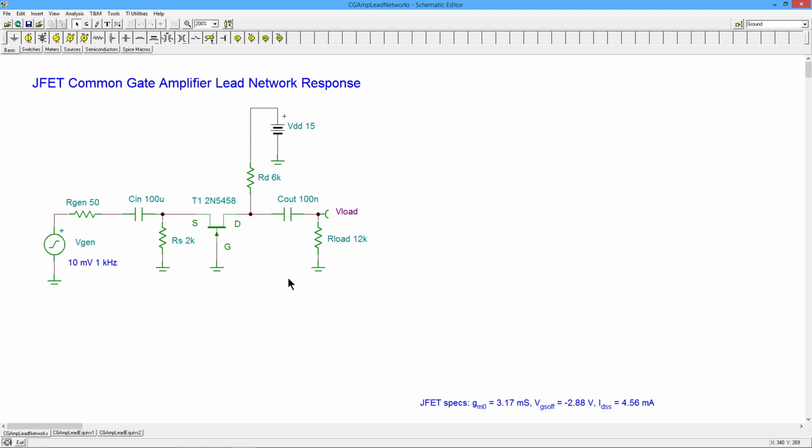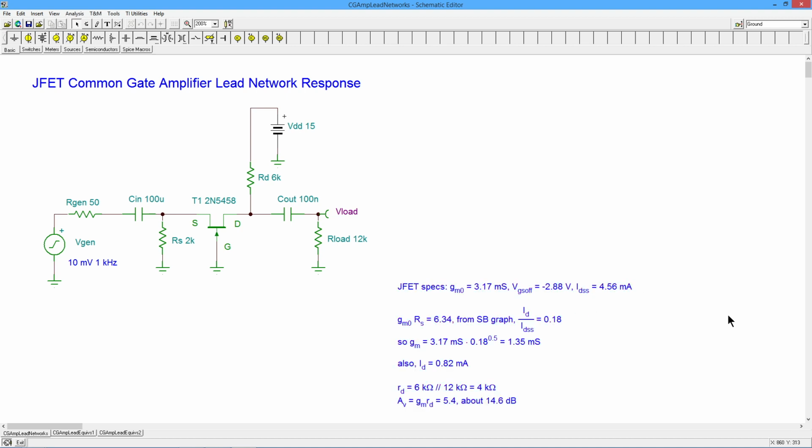So what we would do is take your GM0 RS, find that product on the self-bias curve, and from that you can get the ID to IDSS ratio. From there, we can find the ID value, and then we can solve for GM, which, as I said, is in the other video, but I just conveniently stuck it all in here for us. So GM0 RS is 6.34. From the graph, we get 18%, 0.18 for the ID to IDSS ratio. So if you just multiply that by your IDSS, you come up with a current of just over 0.8 mils. And we can figure out GM. GM is GM0 times the square root of that current ratio. That works out to 1.35 millisiemens.